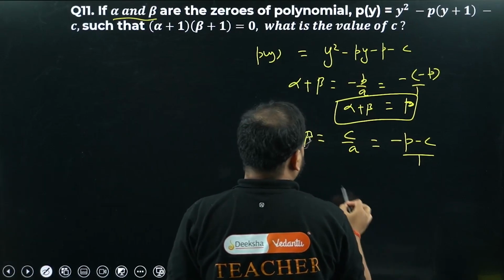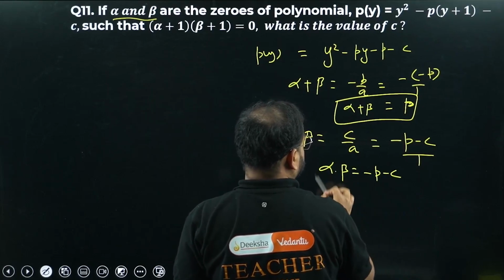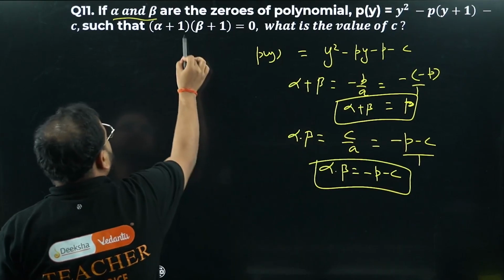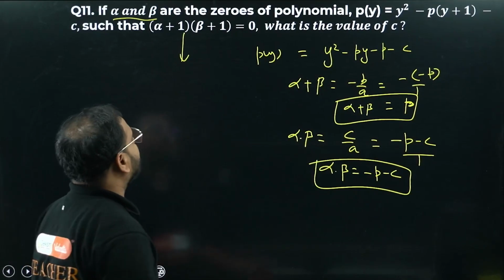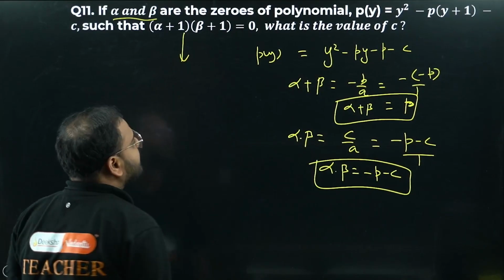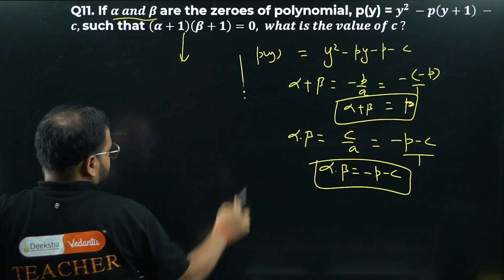By 1 again. So what is alpha into beta? Alpha into beta is minus p minus c. Now use this. They're asking us to find the value of this. They've given the condition: alpha plus 1 times beta plus 1 equals 0. Find the value of c. Let's see what we can do about that.